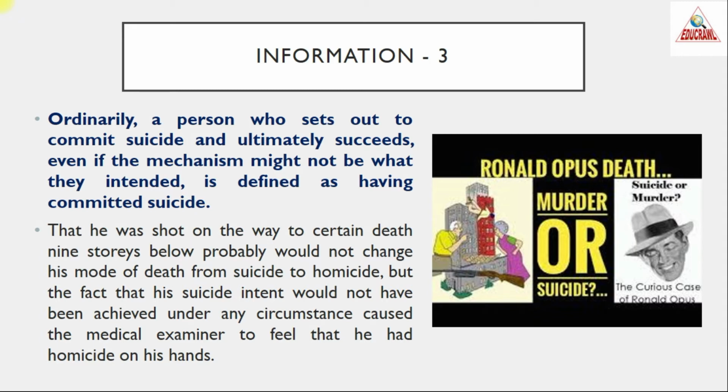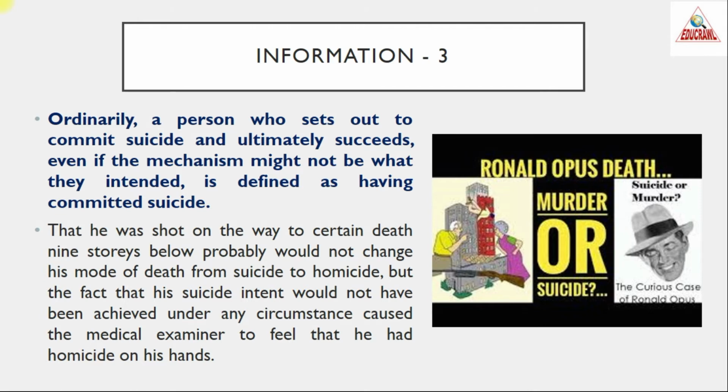Ordinarily, a person who sets out to commit suicide and ultimately succeeds, even if the mechanism might not be what they intended, is defined as having committed suicide. So Ronald Opus had the intention to commit suicide. He was falling from the top of the building. Somebody shot. That guy who shot, he is not aware that Ronald Opus is falling. But Ronald Opus had the intention of committing suicide. So it can be considered as a suicide.